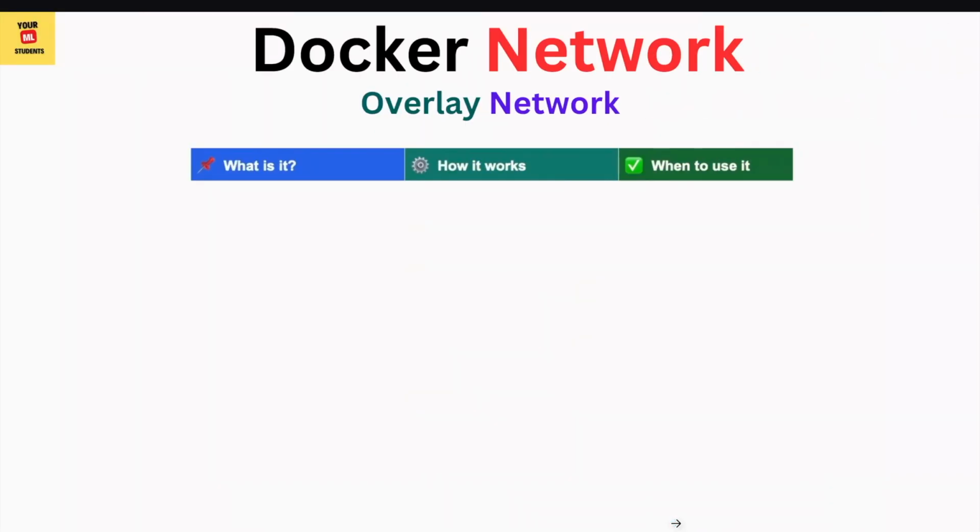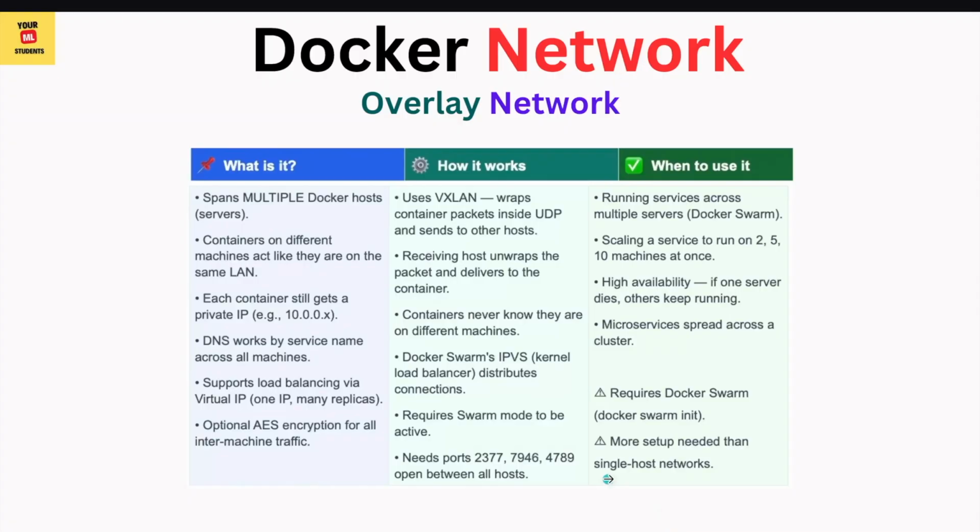Next, overlay network. Okay, so overlay spans multiple Docker hosts. When you have multiple Docker hosts, you can use overlay, and then containers on different machines act like they are on the same LAN. Each container still gets a private IP like it used to get before. DNS works by service name, as we know. It supports load balancing via virtual IP.